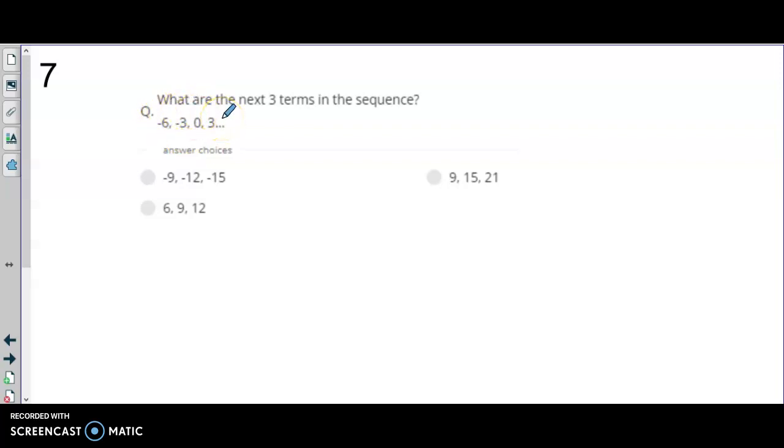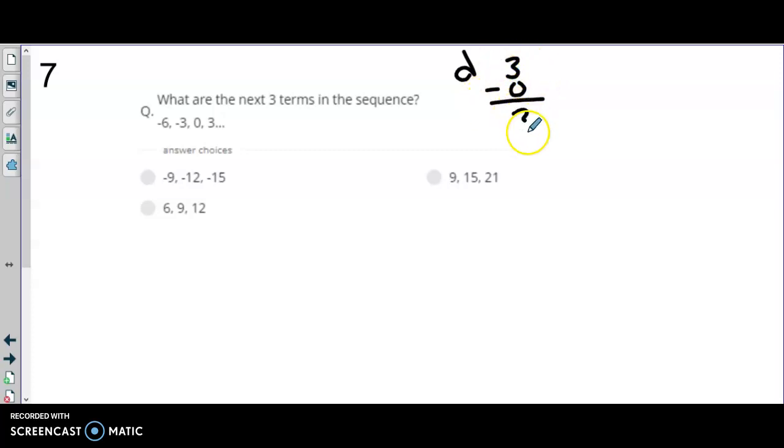Well, the first thing we have to do is figure out how it's getting from one number to the other. It either needs to have a common ratio or a common difference. So I'm going to check both. I always like to start with the common difference first. Remember, difference in math means subtract. We start with the back number and we subtract the next number.